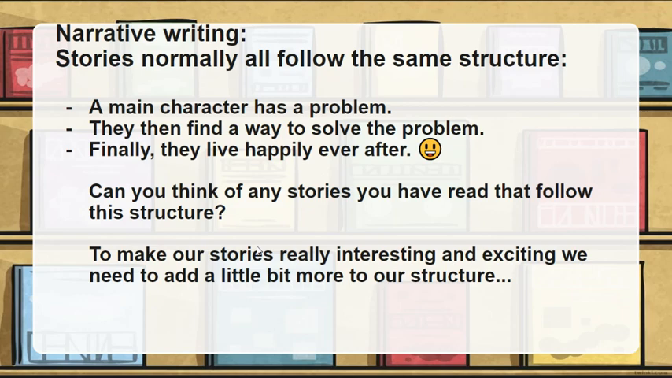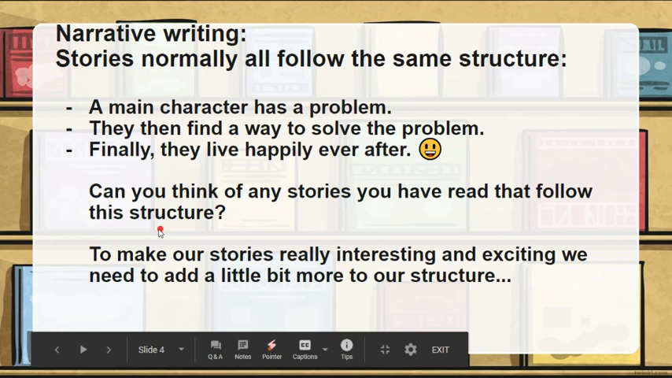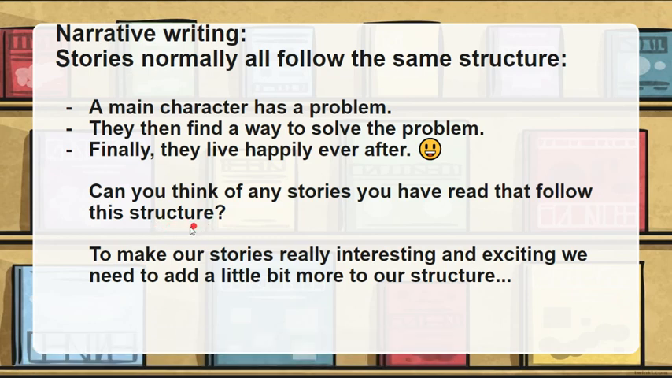You remember the novel we read, The Owl Who Was Afraid of the Dark? Well, if we think about Plop, who was the main character, his problem was that he was afraid of the dark. Then he had to find a way to solve this problem. He talked to lots of different people who told him lots of things about how dark was wonderful. And then in the end, he wasn't afraid of the dark anymore and he lived happily ever after. Now, that's just one example. There are lots of different examples out there.